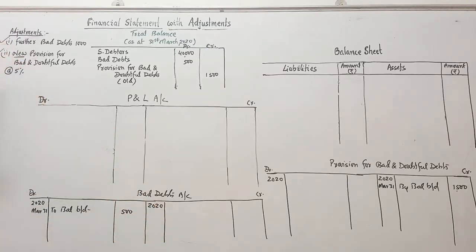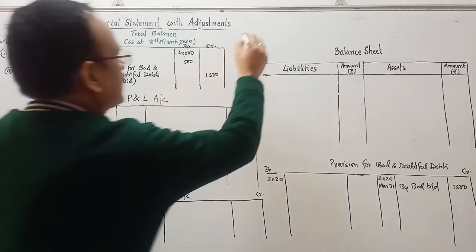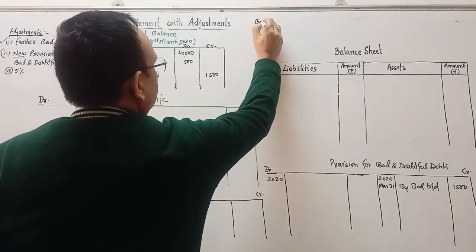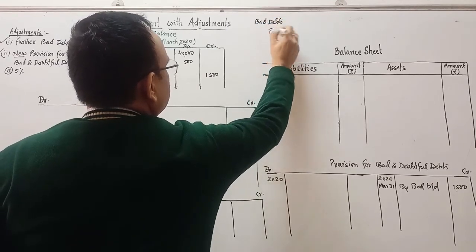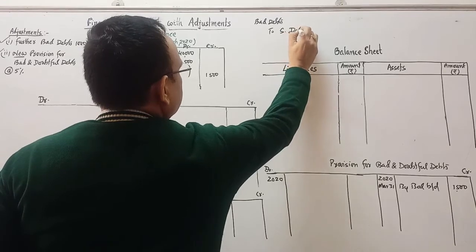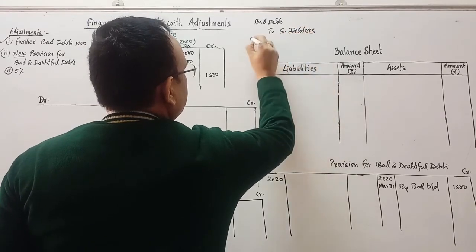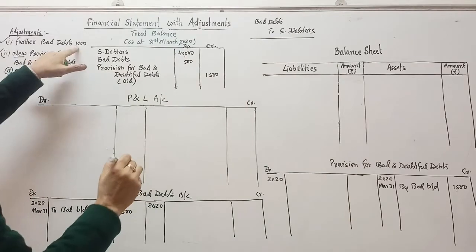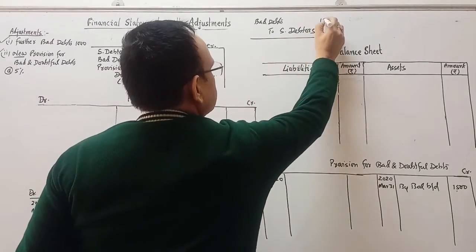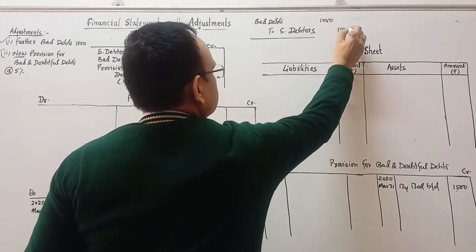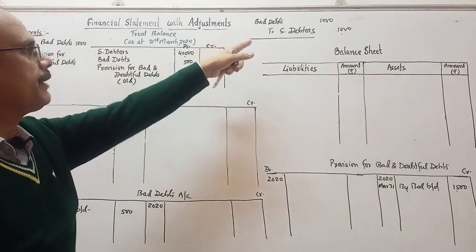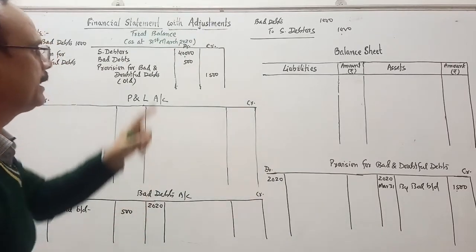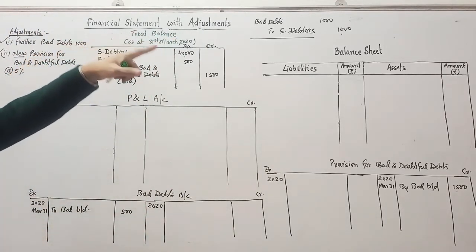So there are two adjustments related to this. When I do this journal entry, bad debts account debit to sundry debtors. Further bad debts is how much? It is 1000. This is the journal entry for this further bad debts. In adjustment, we will do the entry like this: bad debts account debit to sundry debtors.